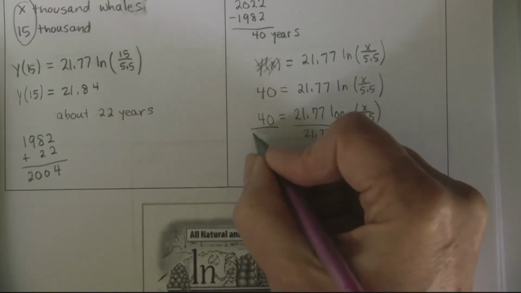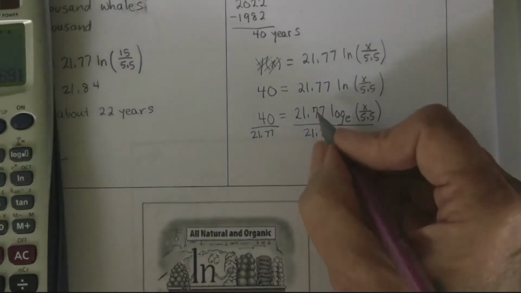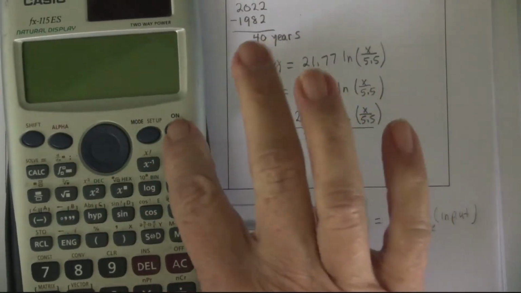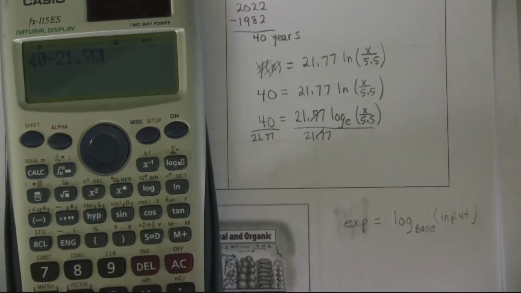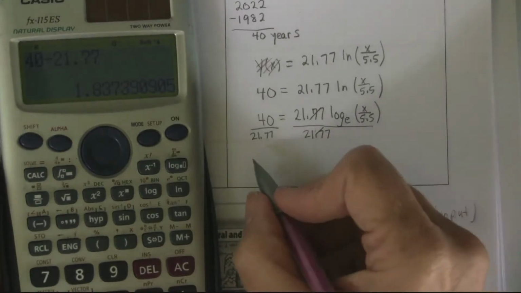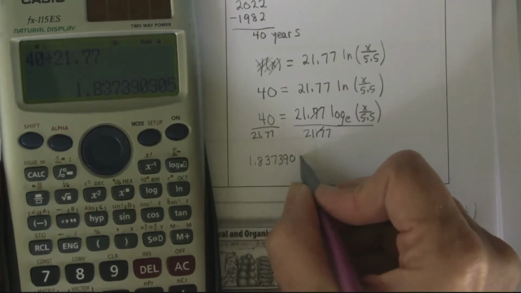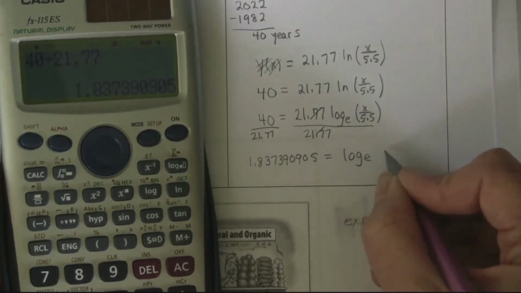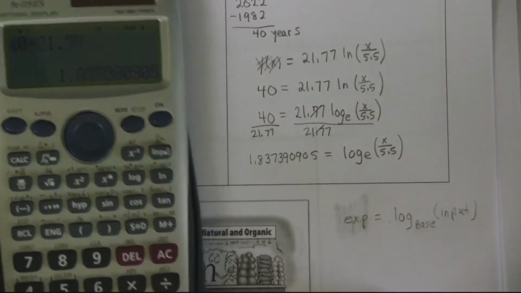I'm going to run out of room here. Divide by 21.77, and here too, 21.77. And so this is going to give over here 40 divided by 21.77. My calculator is giving me that big value, 1.8373900905. I'm not going to round. That equals log base E of X over 5.5. And I want to solve for X.